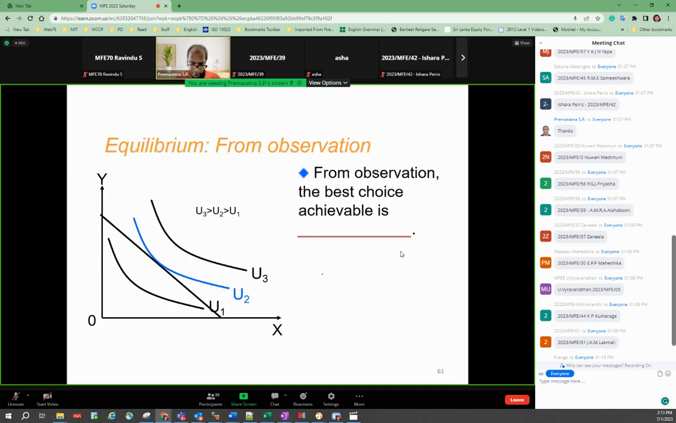Okay, now look here. Like I mentioned, we have to understand the equilibrium or the best choice. Consumers usually maximize utility and go in this direction, for example U1, U2, U3, reaching the highest indifference curve. Satisfaction at U3 is higher compared to the others, and people like to go in this direction.